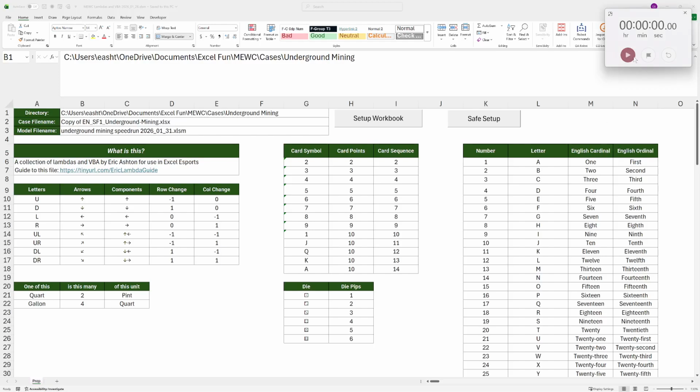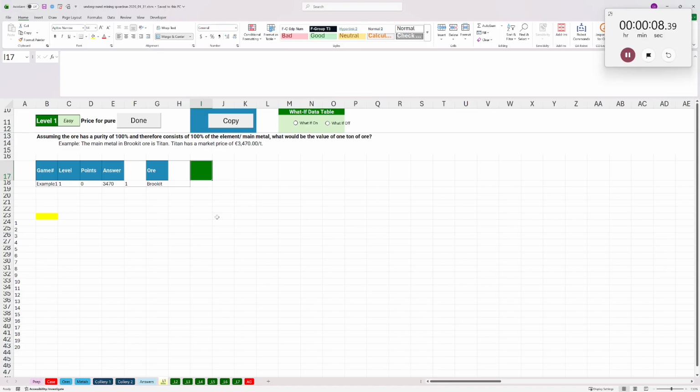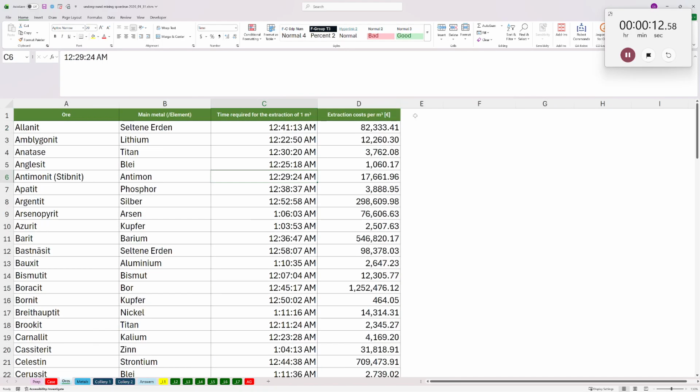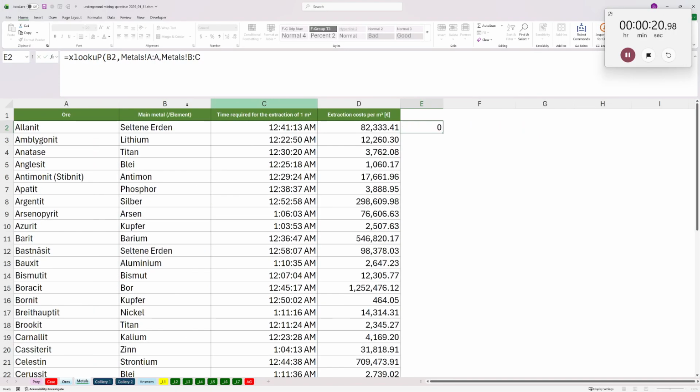All right, here is my attempt at the underground mining Excel Esports case. To start with, I'm going to combine the ore table and the metal table, just by looking up the metals. And then this is the metal price and metal density.